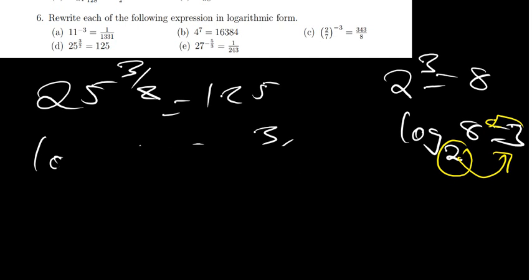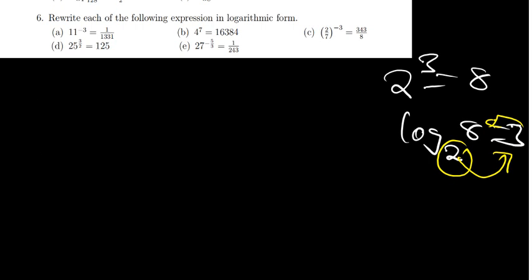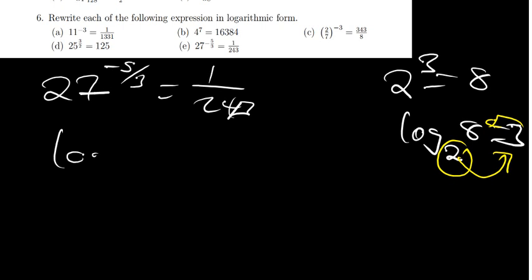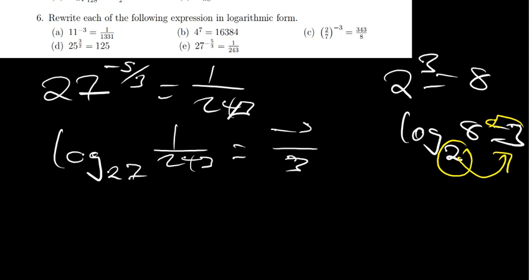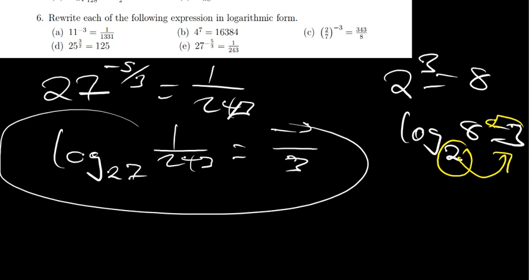Okay, the last one is saying 27 raised to the power negative 5 over 3 is equal to 1 over 243. So this is log base 27 of 1 over 243 is equal to negative 5 over 3. So now this is what we need to know, how to come out from log into exponential, as well as from exponential into log. So that is very, very important.